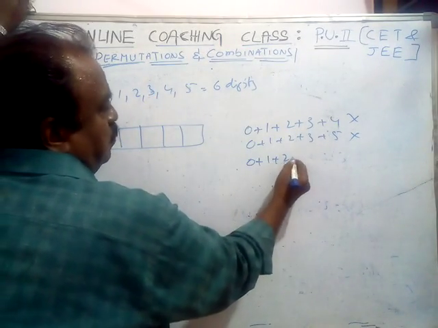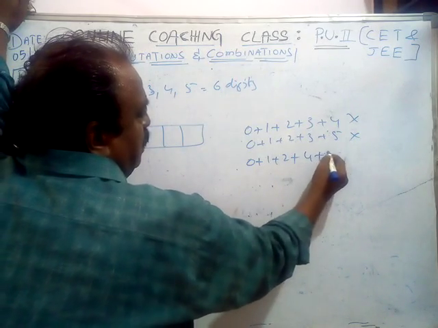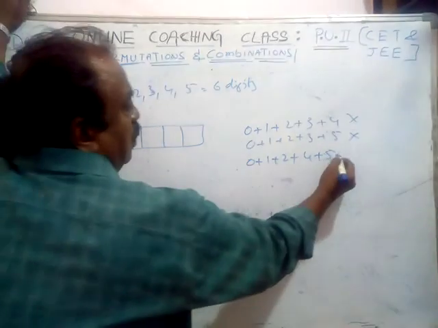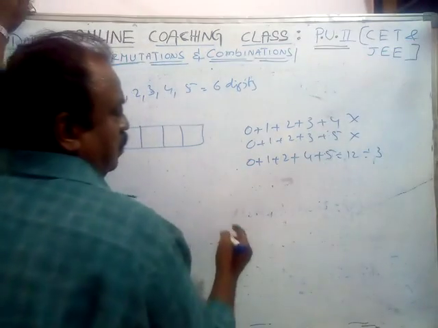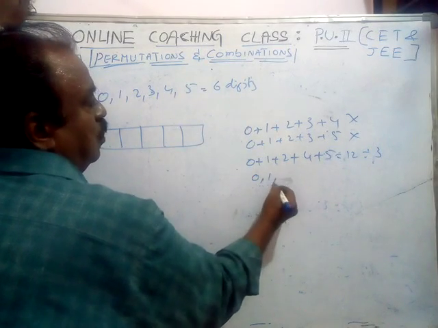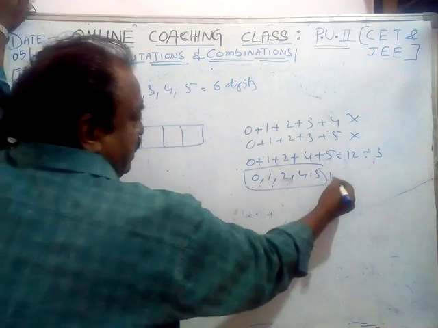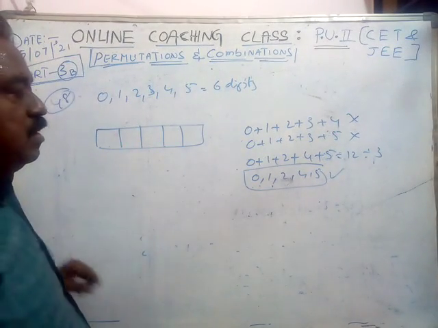0 plus 1 plus 2, and instead of 3, we can write 4 plus 5. 9 plus 3, 12. Okay? So it is divisible by 3. So we may select 0, 1, 2, 4, 5. Yes, correct. Out of these numbers, we have to take these digits.